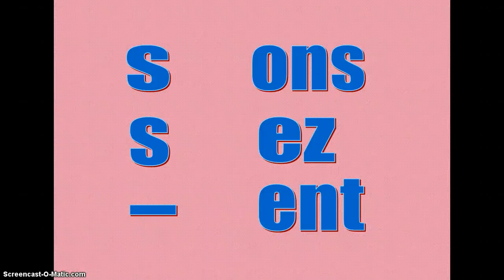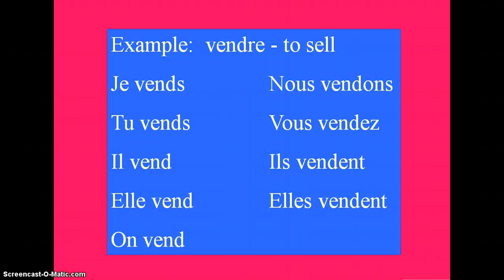And you know what verb we're going to use for the example: the verb vendre, which means to sell. Sometimes you use the verb attendre, which means to wait, but today we're going to use the verb vendre. For je it is je vends, and the ending is s; tu vends, the ending is s. Il vend is nothing, as you can see here, and for feminine, elle vend, nothing. And then on vend is nothing, nous vendons is ons, vous vendez is ez, ils vendent is ent, as well as elles plural is ent.